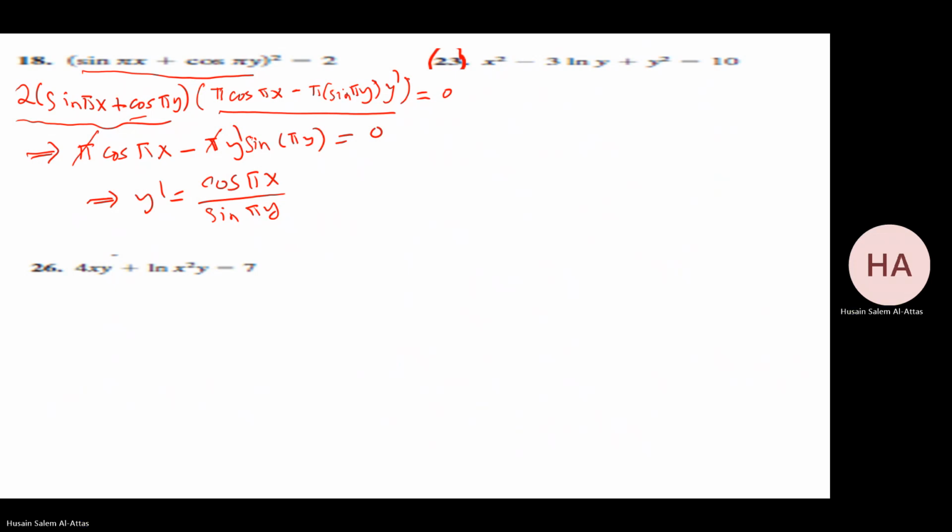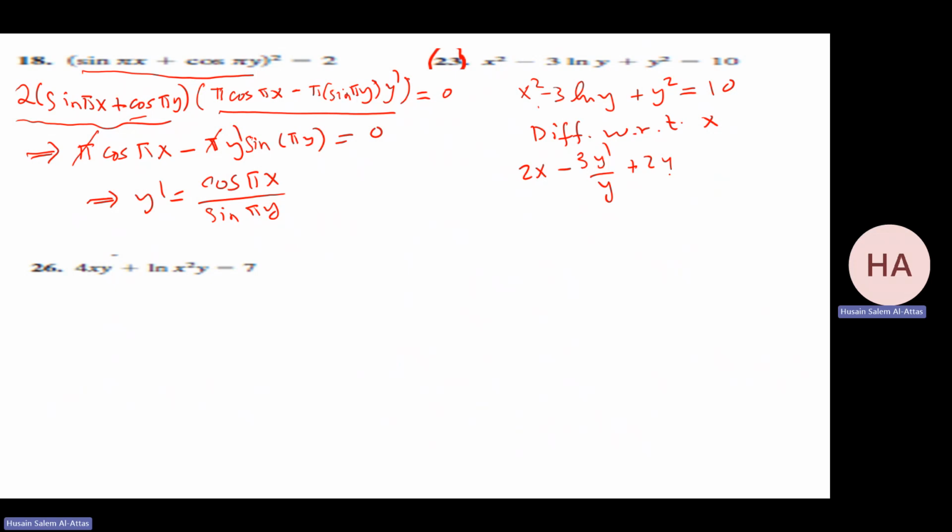Now 23, differentiate with respect to x. Let me write it: x squared minus 3 ln y plus y squared equals 10. This is the problem. Differentiate with respect to x. I have 2x minus 3y prime over y plus 2y prime equals 0. Now we need to solve for y prime. That will give us what? I have y prime times 2y minus 3 over y equal minus 2x.